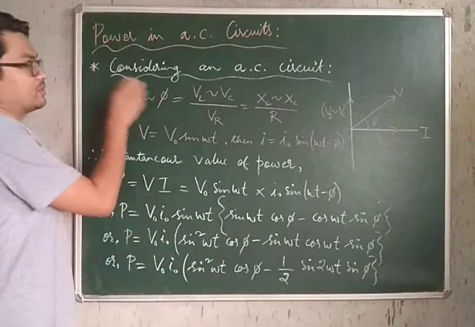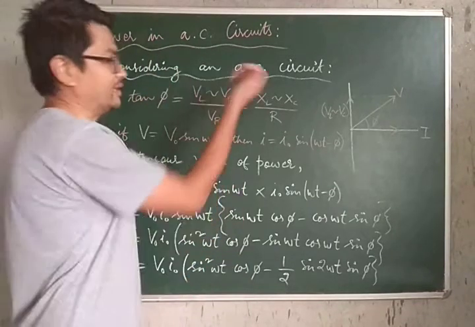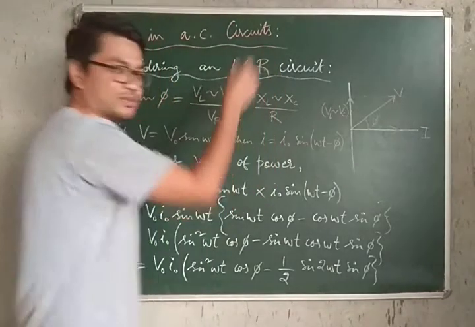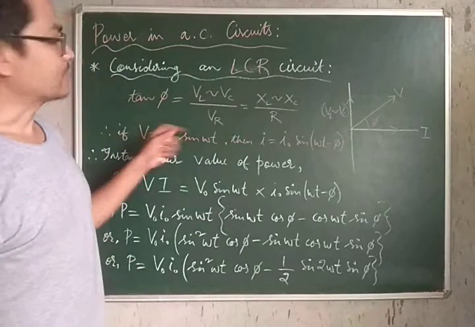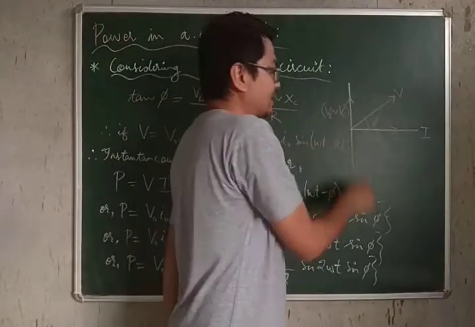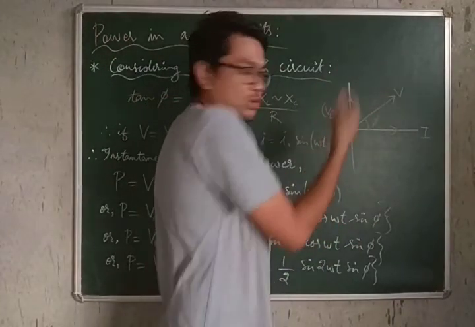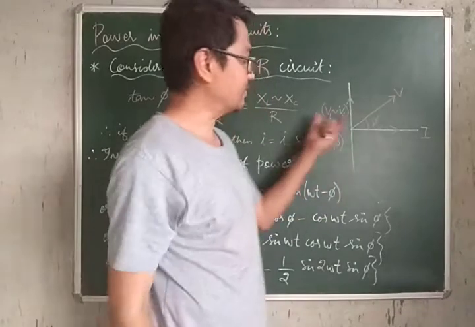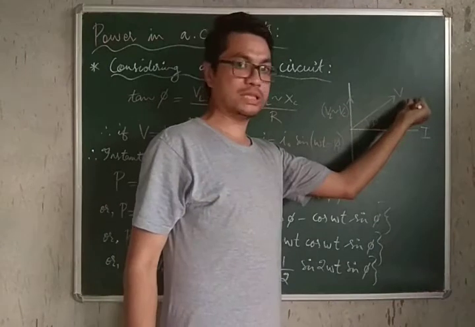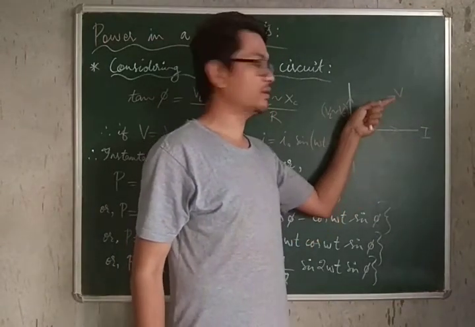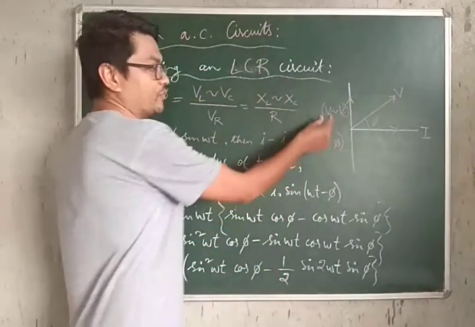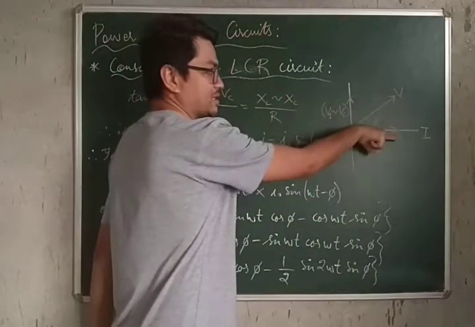Now let us start with the most general one, considering an LCR circuit. Okay, the most generalized kind of alternating current circuits. We've already seen that this is VL minus VC, if VL is greater than VC. So this is the effective voltage, and phi is the angle between the effective voltage and the current in the LCR circuit. And we've seen if VL is greater than VC, then the voltage leads the current by a phase angle of phi.